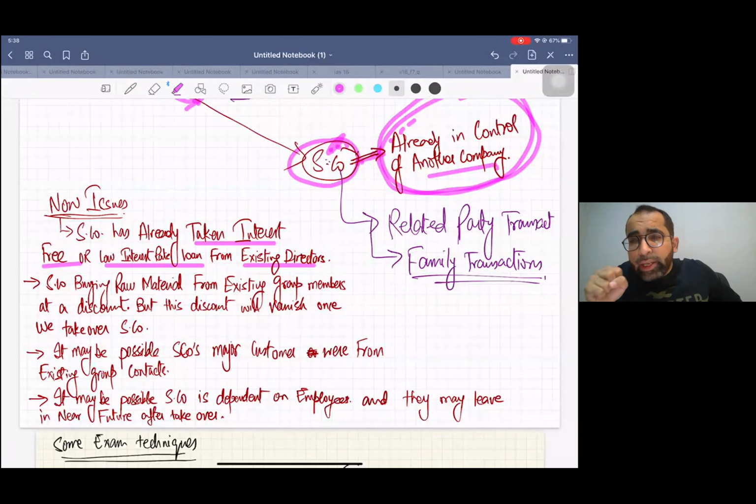But once we acquire the shares, they will no longer be the owners. So they will remove this interest free loan. Then we have to take a normal loan from the market, with current market interest rates. So this will affect this company's performance negatively, because now there will be an interest expense in the company's books. After the takeover, there will be a finance cost, an interest expense, in the company's books.